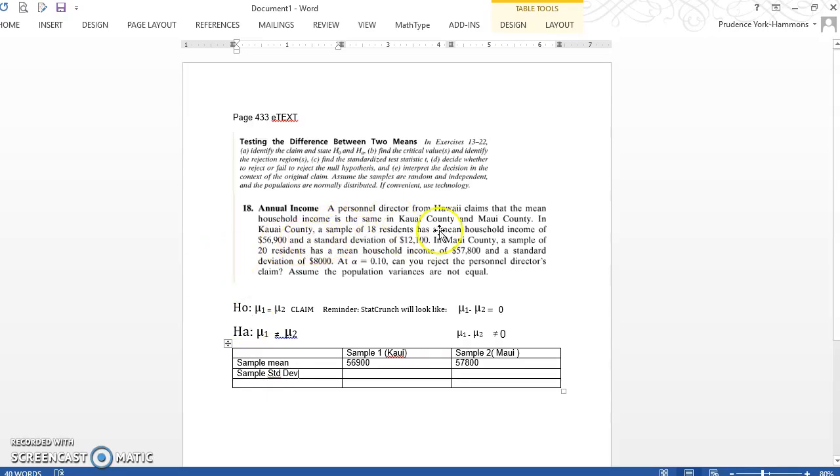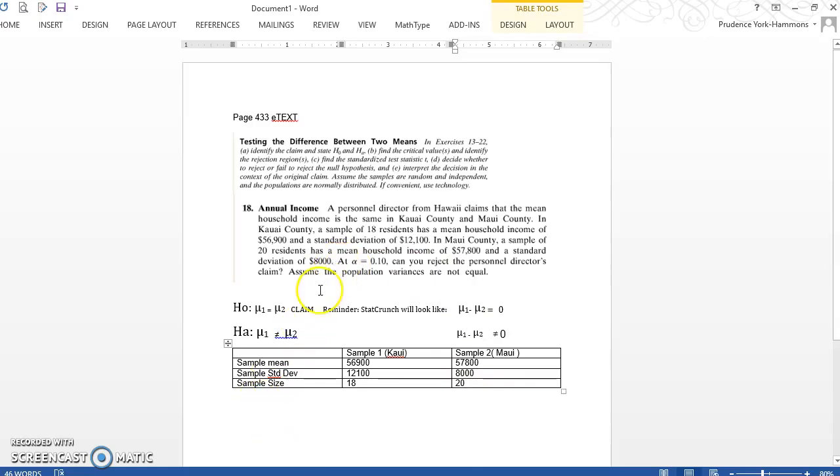So in Kauai County, 18 residents, mean household income of $56,900, standard deviation of 12,100. So that's 12,100. However, in Maui County, a sample of 20 residents has a mean household income of $57,800 and a standard deviation of $8,000. So that we would put 8,000 with our second sample. And then the last thing you'll have to input is the sample size. So for Kauai County, it was 18 residents. And for Maui County, it was a sample of 20 residents.